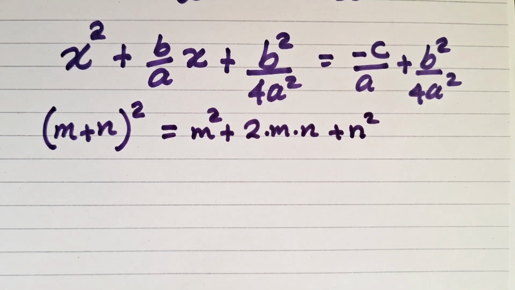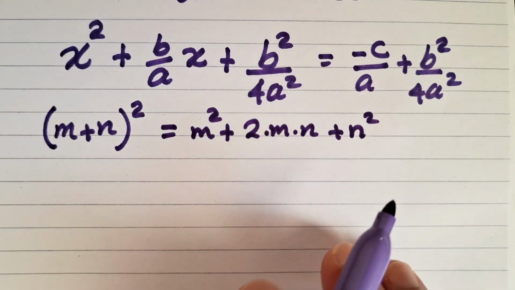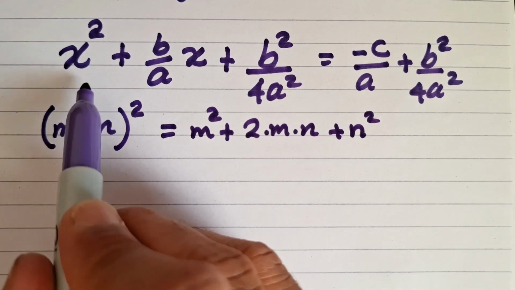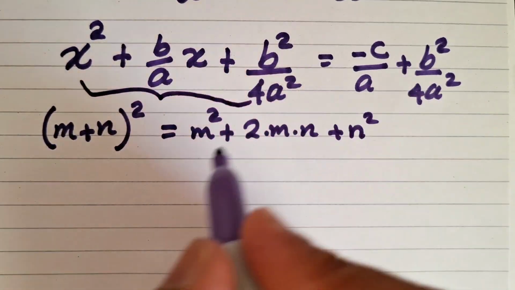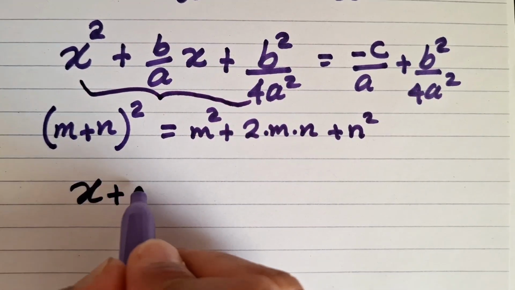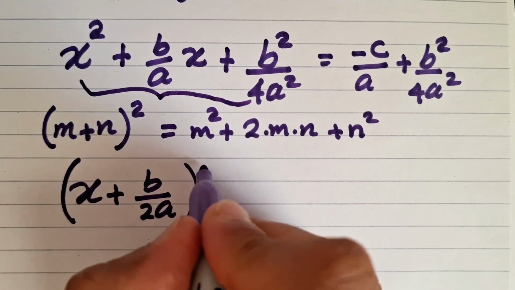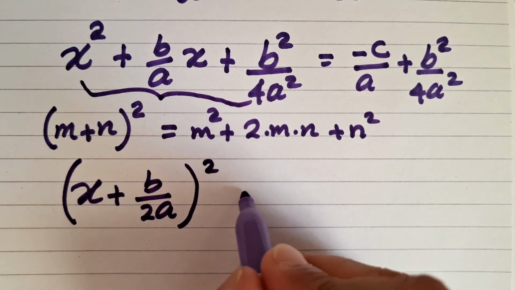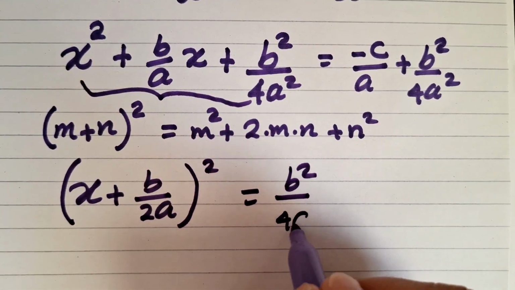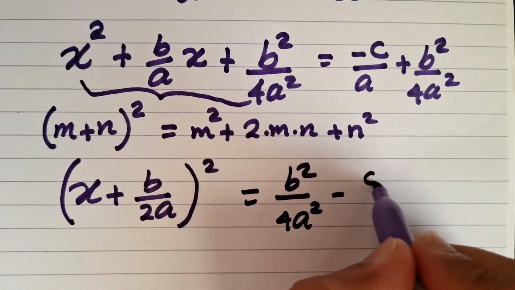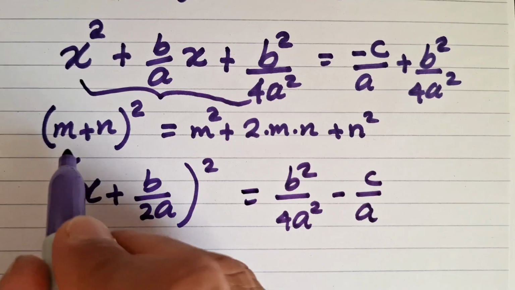Now think about the left hand side of our quadratic equation. Following this m plus n whole to the power 2 expansion, this whole part can be written as x plus b over 2 times a whole to the power 2, which is equal to b squared over 4 times a squared minus c over a. So if you expand the left side, you will get the same thing.